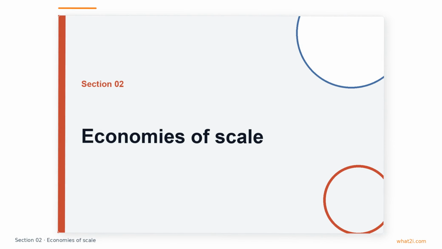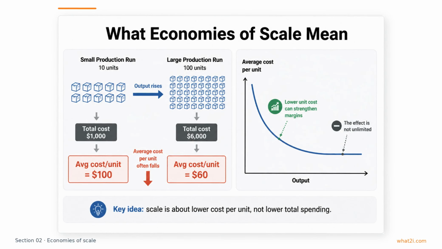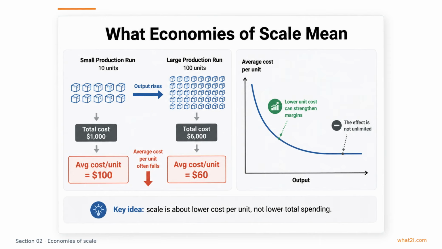Section 2. Economies of scale. Economies of scale mean that as output rises, average cost per unit often falls. Total spending may still increase, because producing more usually requires more materials, labor, and logistics. The key is that cost per unit can decline even while total cost goes up. That decline can strengthen margins, improve pricing flexibility, or both.